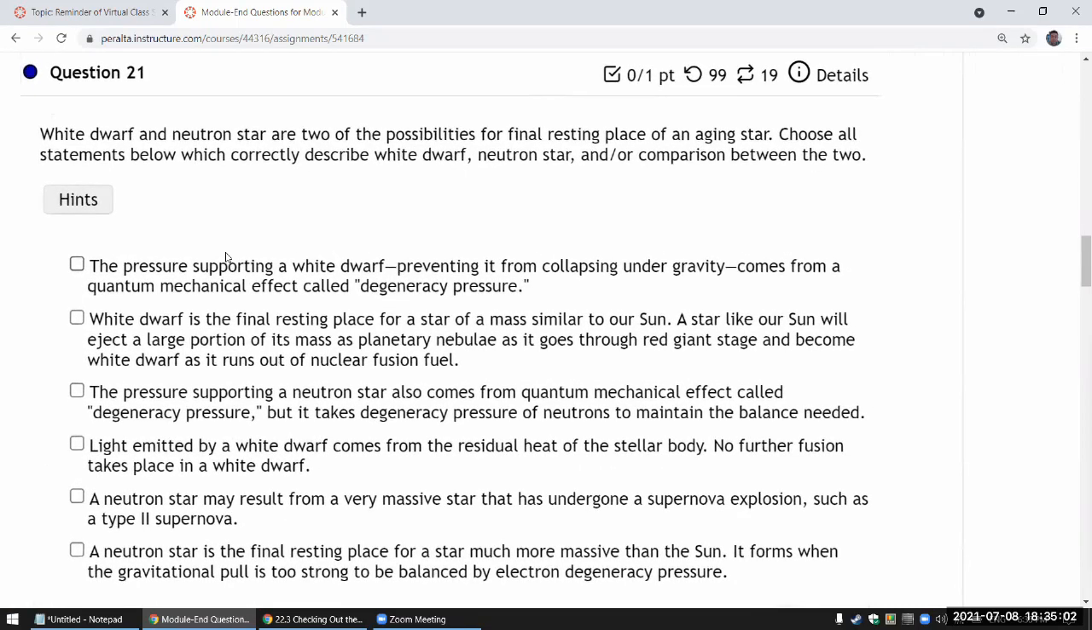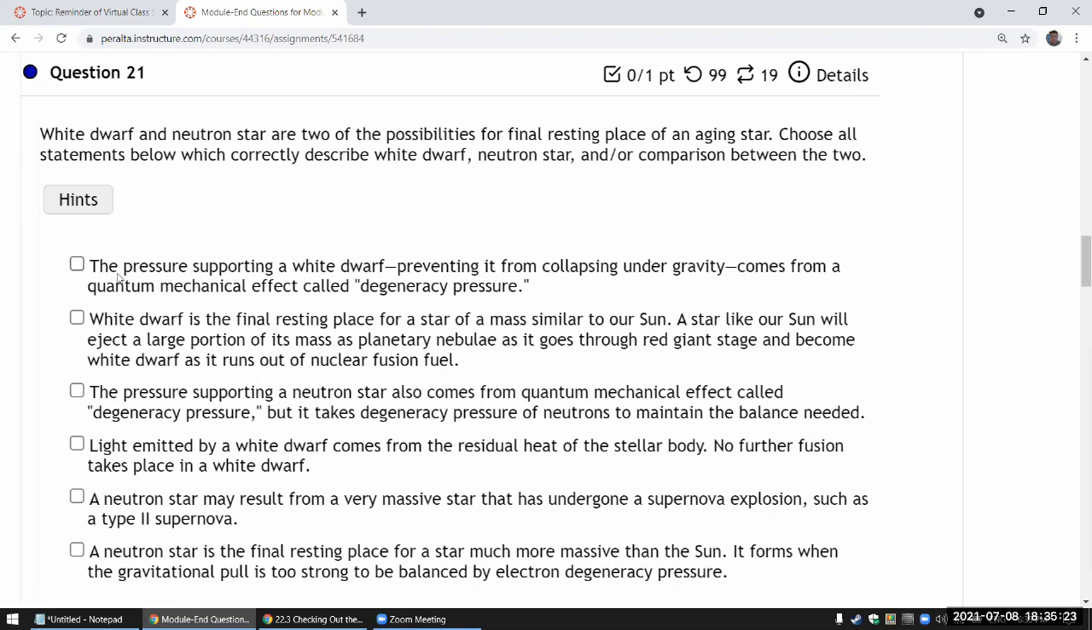Okay. Question 21. It says, white dwarf and neutron star are two of the possibilities for final resting place of an aging star. Determine which statements below correctly describe white dwarf, neutron star, and or comparison between the two. Okay, so it's a true false question. I'm just evaluating each statement one at a time.